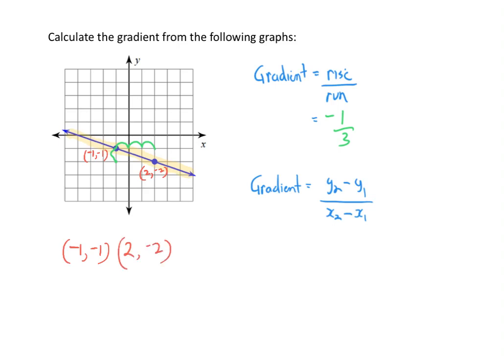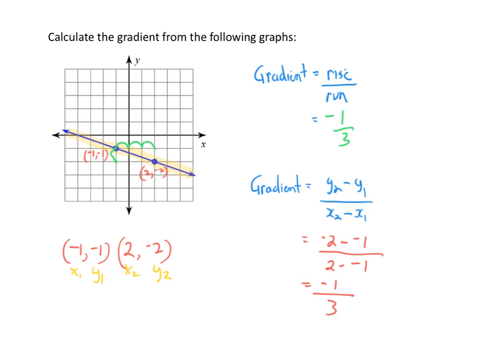So rewriting my two sets of coordinates, (-1, -1) and (2, -2). I want to label each of those x1, y1, x2, y2, and then substitute the values into the formula. So that's going to equal -2 minus -1 over 2 minus -1. So -2 minus -1 will become -2 plus 1, which is equal to -1, over 2 minus -1 will become 2 plus 1, so 3. So my gradient calculates using the second formula to -1 over 3.